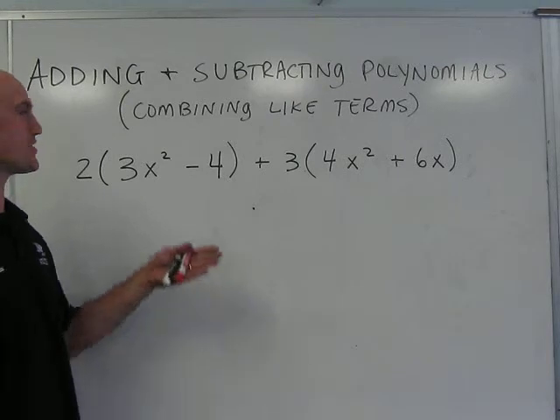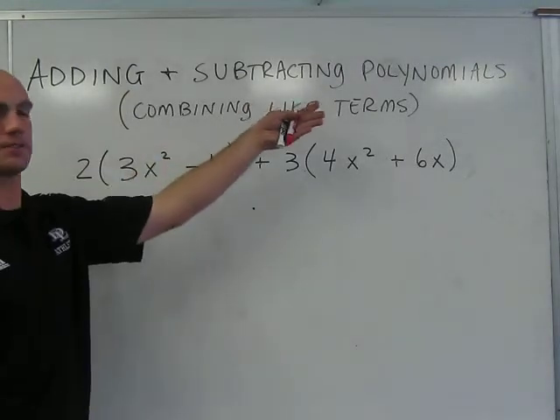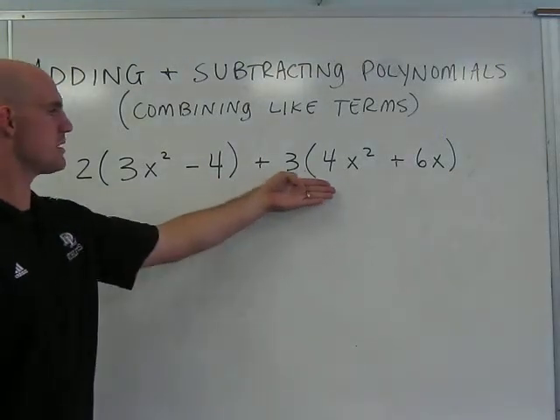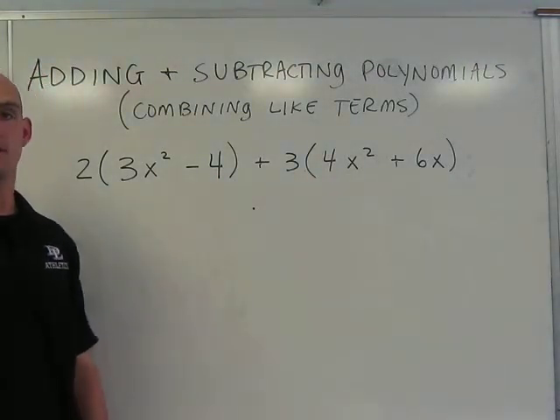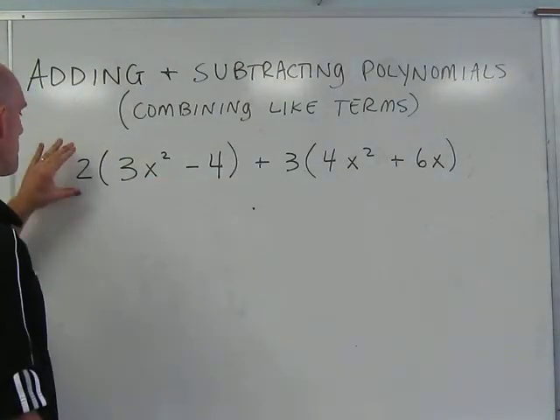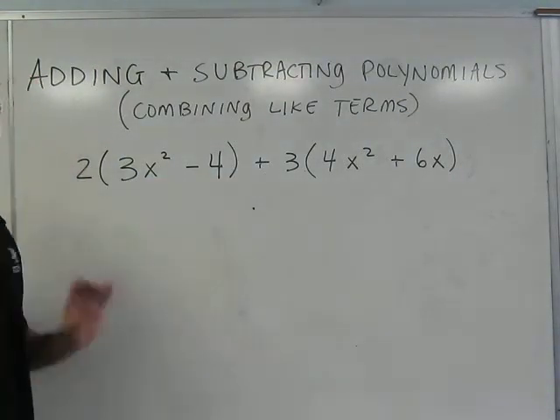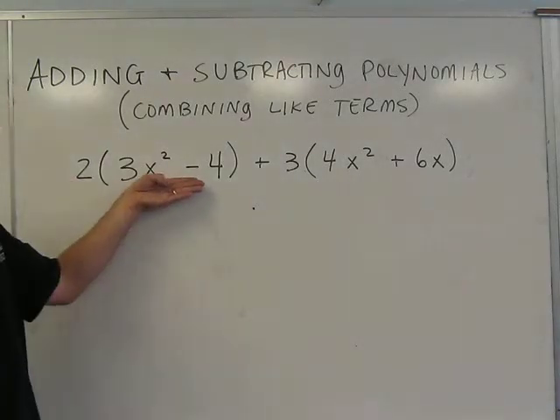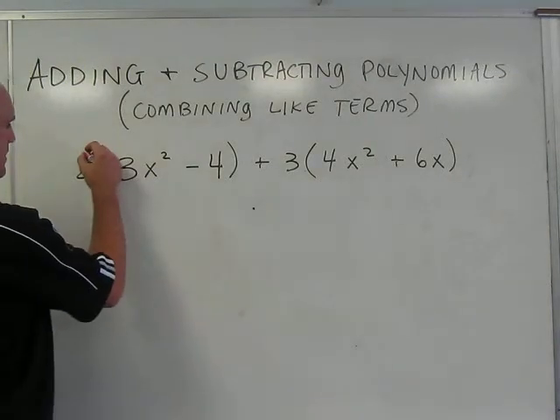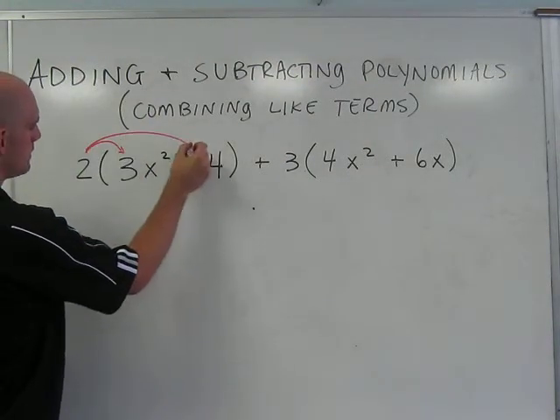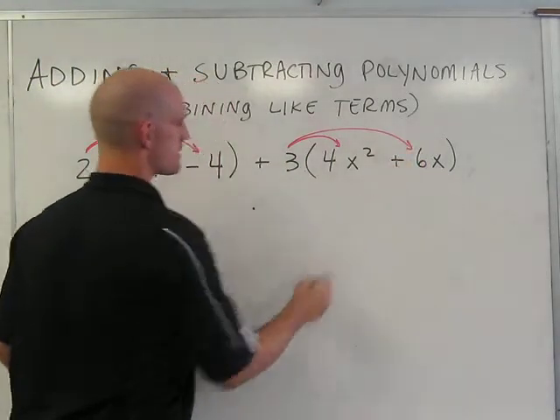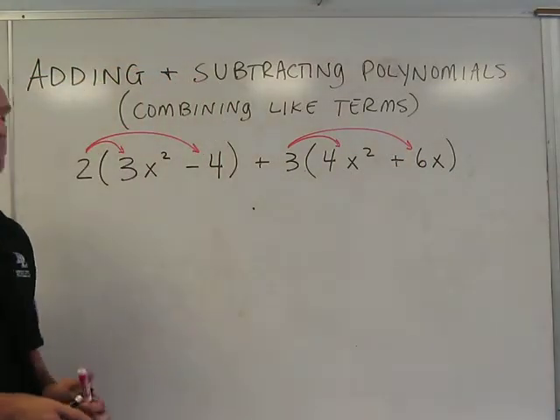For my next investigation into adding and subtracting polynomials, combining like terms, I'll be looking at two expressions that we need to use the distributive property to get rid of the parentheses. I notice that I'm adding these two together, but I have a constant out here, a number in front of the parentheses in both cases. I'm going to use the distributive property in both cases to get rid of the parentheses so that I can combine like terms.